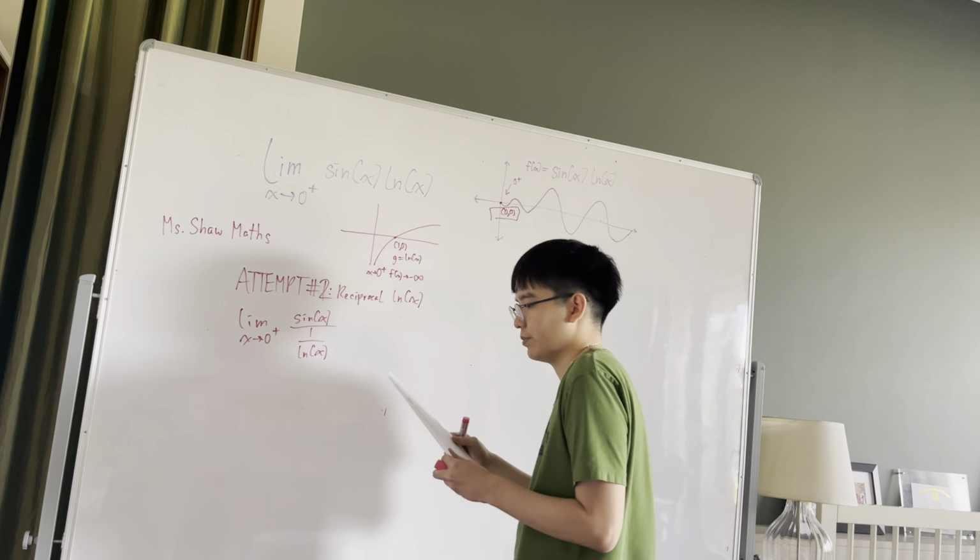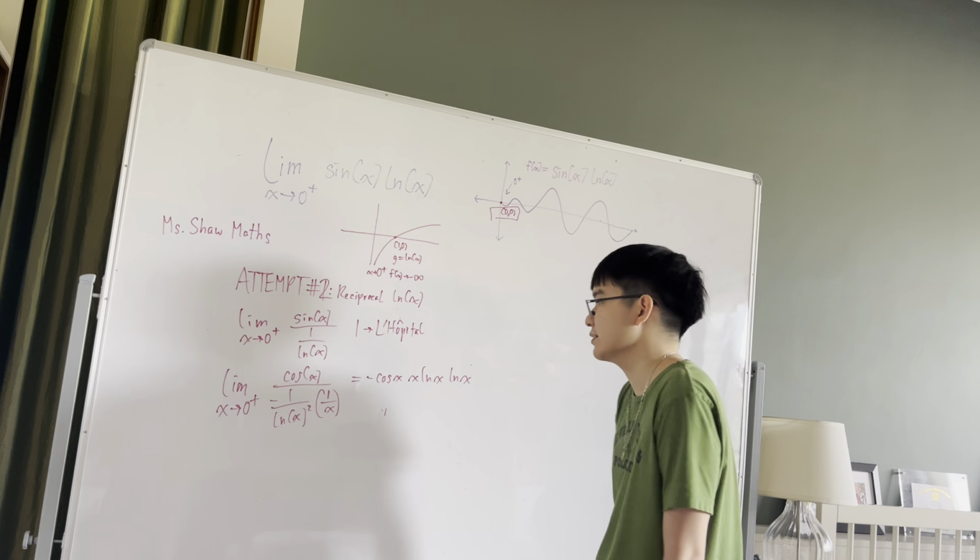So this is cosine of x divided by another fraction. We're allowed to take the x and the ln of x squared and bring it up to the numerator. So this just becomes minus cosine of x times x times ln x, 2 factors of ln x.